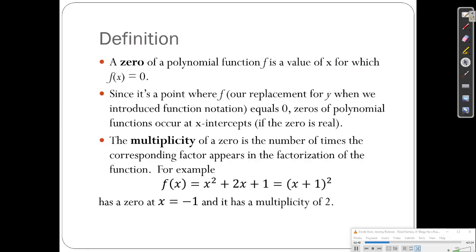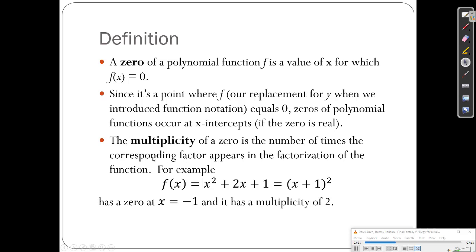So continuing on, let's have a definition. A zero of a polynomial function is an x value where the function equals 0. Remember, this is our replacement for y, so it's where y equals 0. So it's actually going to correspond to an x-intercept if it's a real number. If it's not a real number, it won't show up on the graph at all. But if it is a real number x value, there'll be an x-intercept there as well. And that's one of the easiest ways to find zeros.